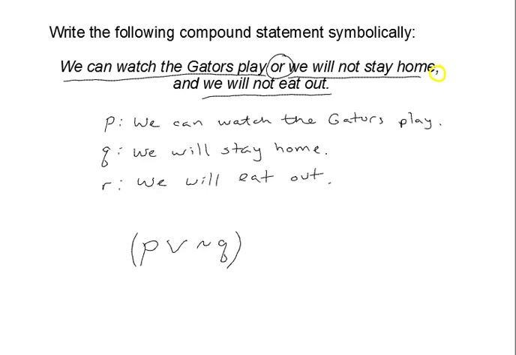So continuing on, I see the word and means the conjunction, and so I am going to use the caret to denote that operation. And last but not least, we have the statement we will not eat out. Again, R was defined positively to be we will eat out, so I am going to put a squiggle in front of my R. So squiggly R means we will not eat out. And that is our original statement in words written symbolically.